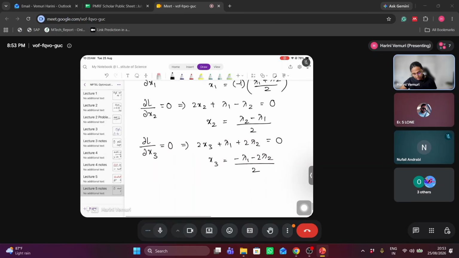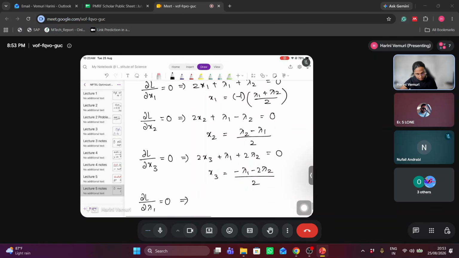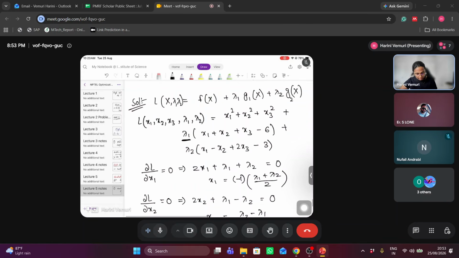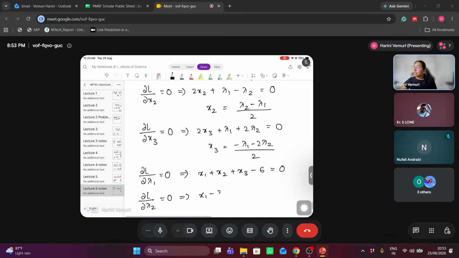Okay. Then we have other conditions, dou L by dou lambda 1 equal to 0. So that will be our first condition: x1 plus x2 plus x3 minus 6 equal to 0. Dou L by dou lambda 2 equal to 0 will give us our second constraint: x1 minus x2 plus 2x3 minus 3 equal to 0.